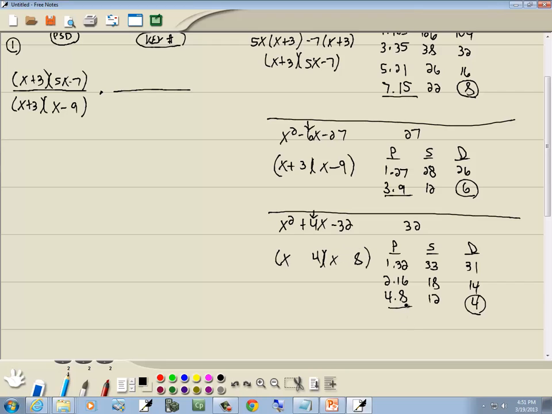Our larger number that we're using in the P column, which is the 8, will always be the same sign as the middle term, which is positive. Number our circles in a difference column, D for different signs. So if the 8 is positive, then the 4 is negative. So this factors as x minus 4 times x plus 8.